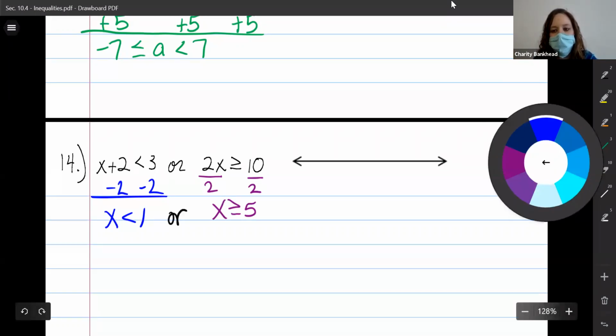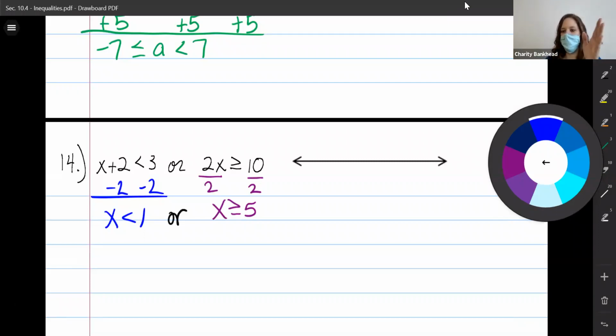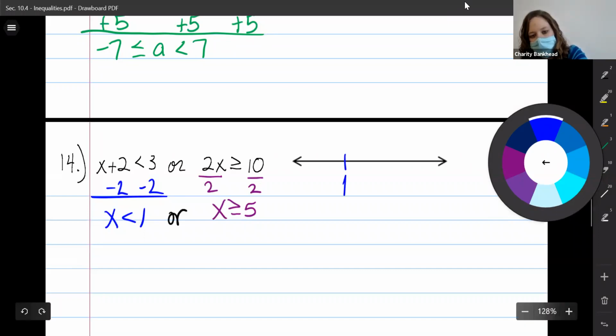So we're just going to put those together in one number line. Again, just make sure that you have the smaller number on the left, the bigger number on the right when you put them on the number line. That's really the only important thing as far as where the numbers are.